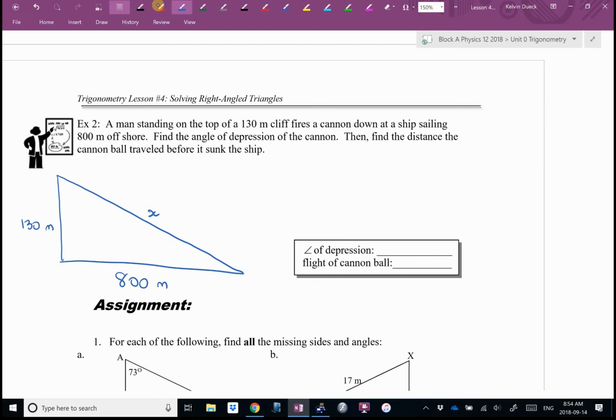Angle of depression, that's that one there. What else is it? That one there, if you want to get there in one step. Okay. Angle of depression. We're finding an angle. Let's label our triangle. That 130, opposite, adjacent, or hypotenuse? That 800. Adjacent. Which trig function?